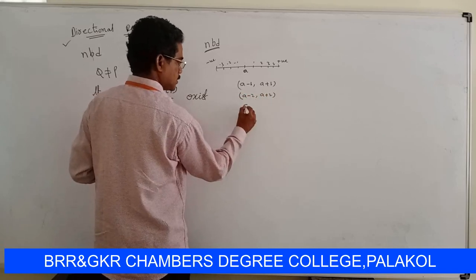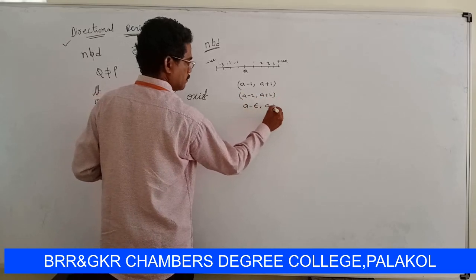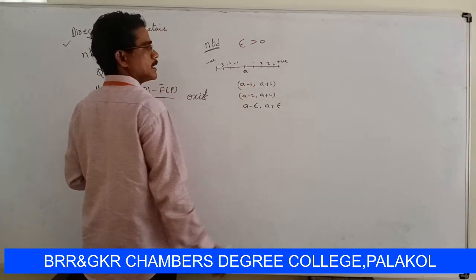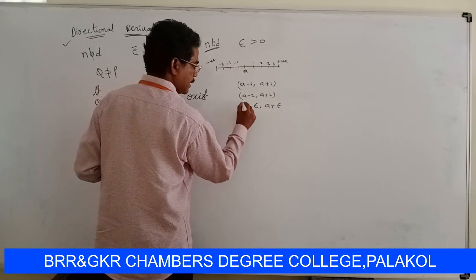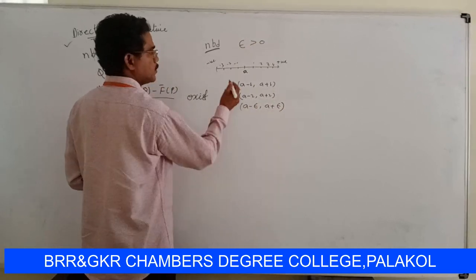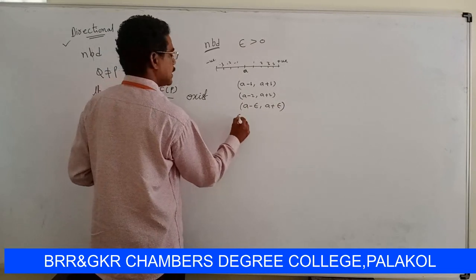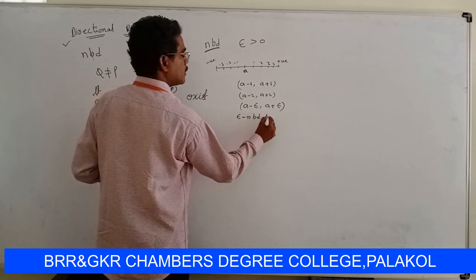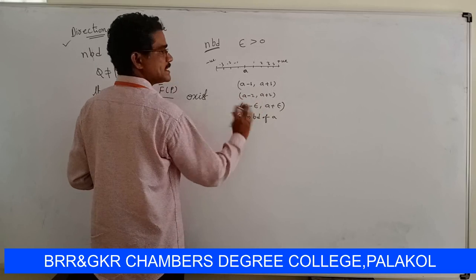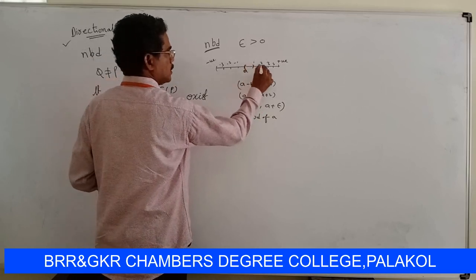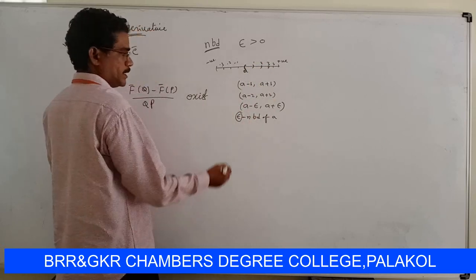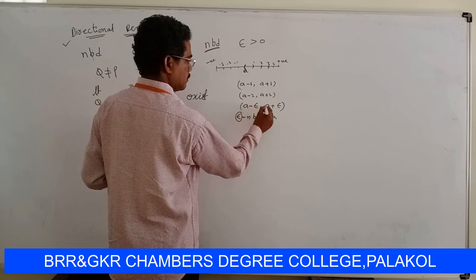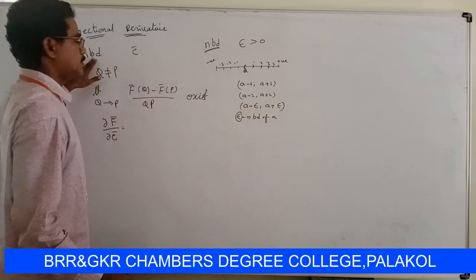This is the symbol epsilon, a positive number, that means epsilon greater than 0. Then (A minus epsilon, A plus epsilon) is a neighborhood of A. So this is an epsilon neighborhood of A. Here epsilon is some distance, so A to 1, A to 2, A to 3 and so on. So this is the neighborhood definition.